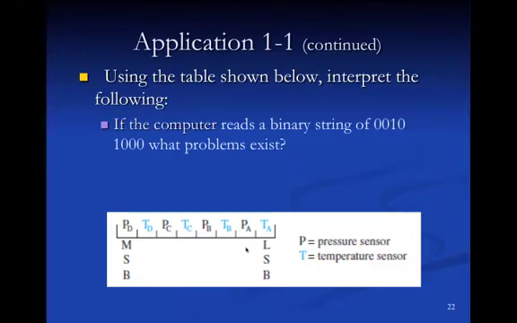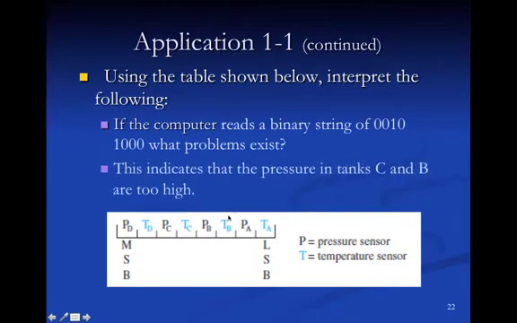If the computer reads a binary string of 00101000, what problem exists? If we take these numbers and insert them into our table, we end up with pressures in tanks C and B too high. Pressure in tanks B and C are too high because these both end up representing 01.